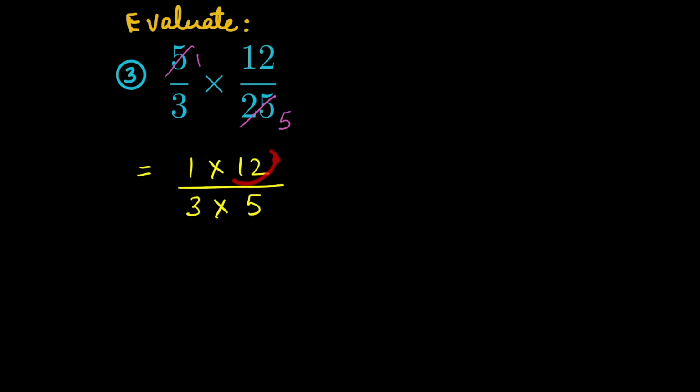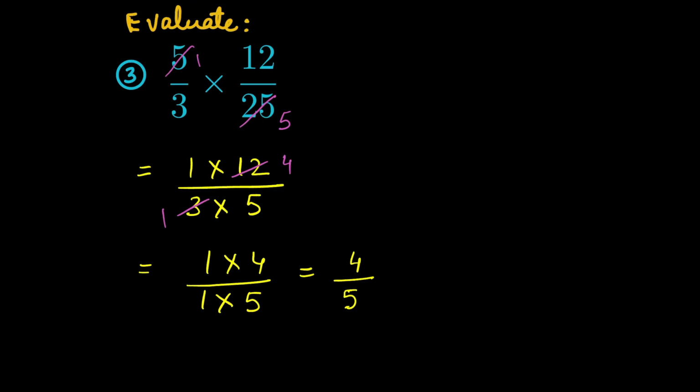Then we check, can 12 be reduced with 3? Yes, both are multiples of 3. So we can write it as 3 times 1 and 3 times 4. So we get the answer: 1 times 4 on top and 1 times 5 on the bottom. 1 times 4 is 4 and 1 times 5 is 5. So this is the answer, which is in the lowest form. If you try doing it the other way, 5 times 12 is 60 and 3 times 25 is 75, you get the same answer, but that will be a slightly lengthy way.